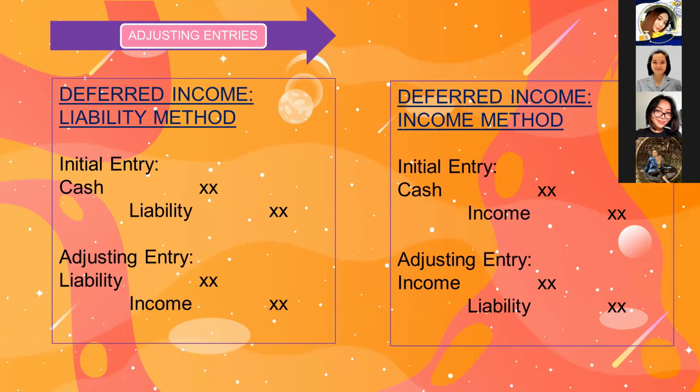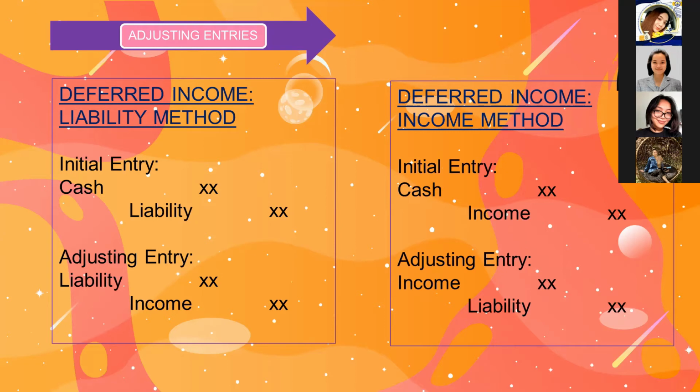Now, the adjusting entries, of course, are to make sure that the liability account in the liability method, the deferred income, is adjusted, no? So that a portion of that liability is transferred to the income account. Kasi nga, sabi natin, we have to make sure that the revenue is recognized at year end, no? So that's the liability method.